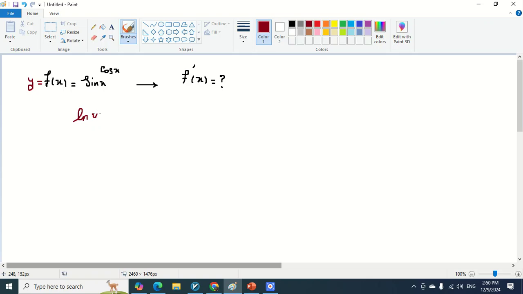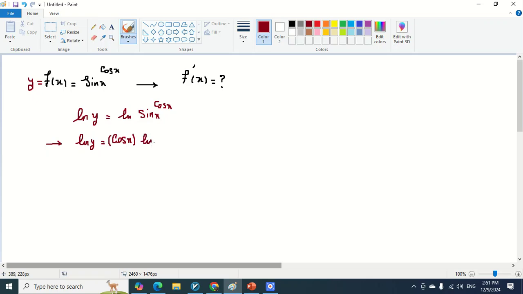That means ln of y on the left is the same as ln of sine of x to the power of cosine x. Right now, the exponent of this expression, which is the cosine of x, can come out as a coefficient on the right side. So we can rewrite it as ln of y equals cosine of x, as a coefficient, times ln of sine of x.